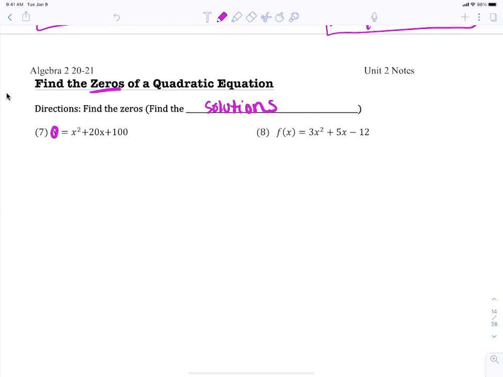And it means you just have to plug in 0 yourself. So like number 7, number 8, both of these guys, you're going to plug in 0 for either y, or in this case, f of x. And both of these guys, we are going to factor and solve. Number 7, I'm going to write out the answer in just a minute.